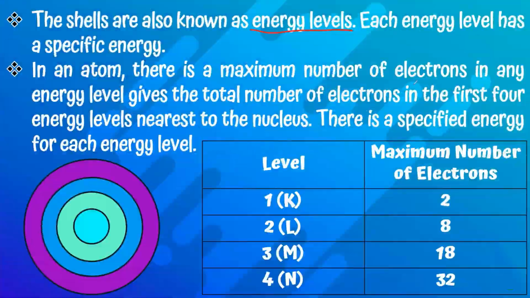In an atom, there is a maximum number of electrons in any energy level, which gives the total number of electrons in the first 4 energy levels nearest to the nucleus. So in the first energy level, there are 2 electrons. In the second energy level, there are 8 electrons. In the third energy level, there are 18. And in the fourth energy level, there are 32.